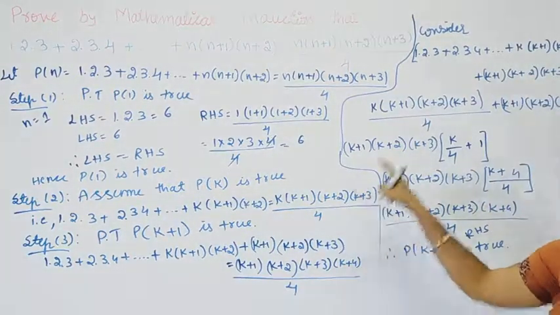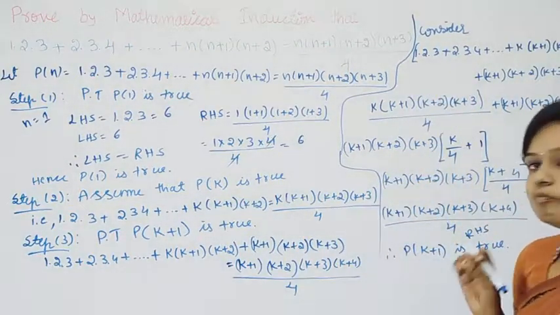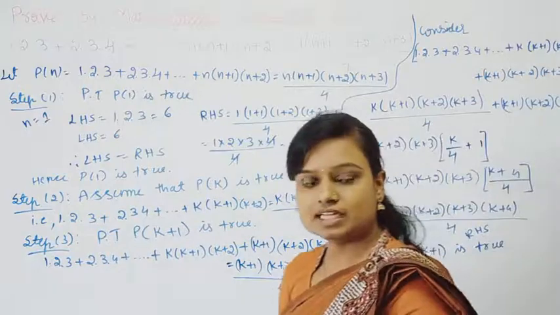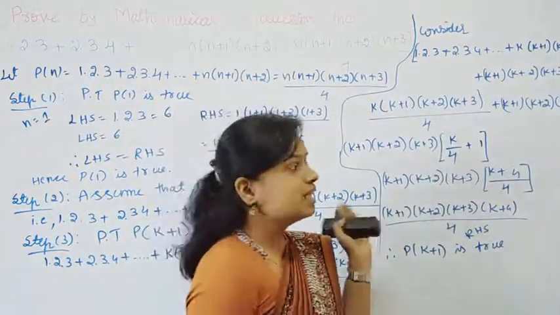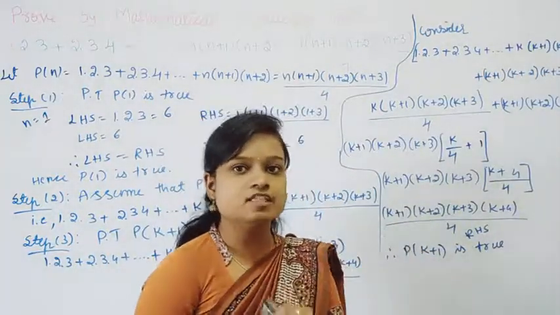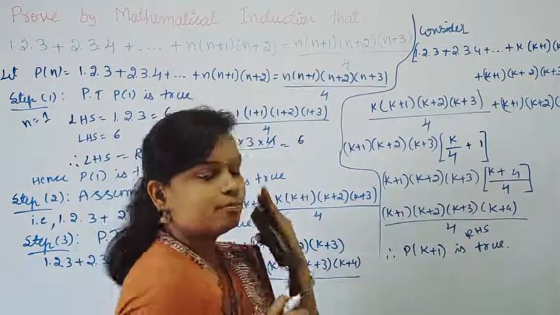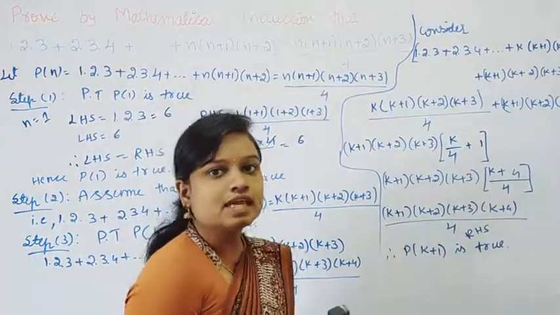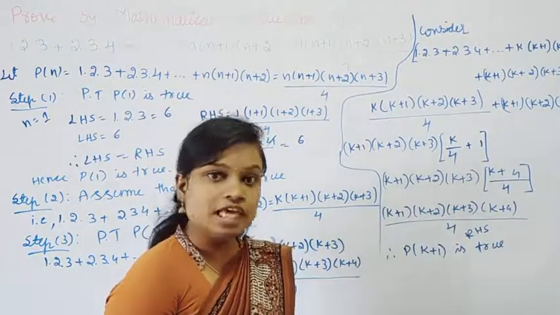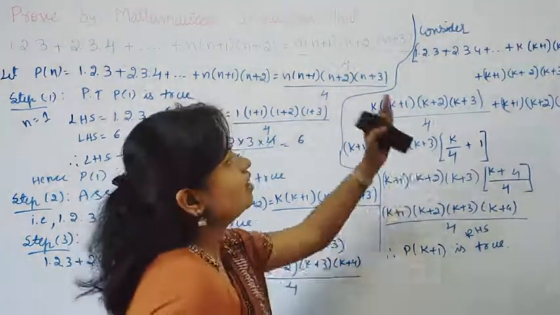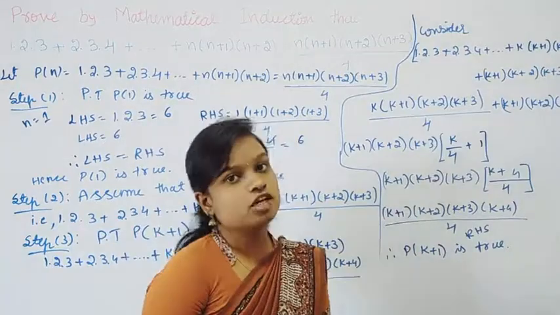P of k plus 1 is also true. So from the principle of mathematical induction, now we can say that the given statement is true for all natural numbers, right? Because we already proved that P of 1 is true. In the next step, we assume that P of k is true, and finally we prove that P of k plus 1 is also true.